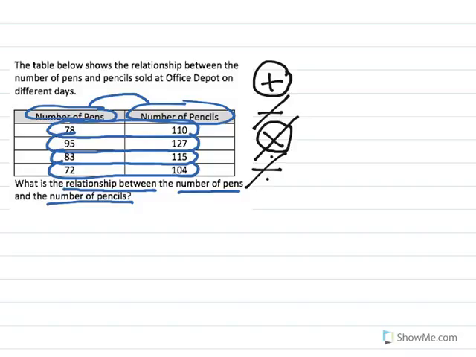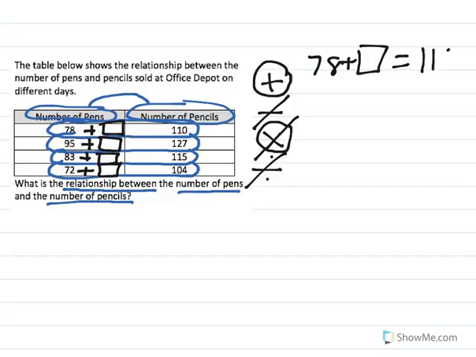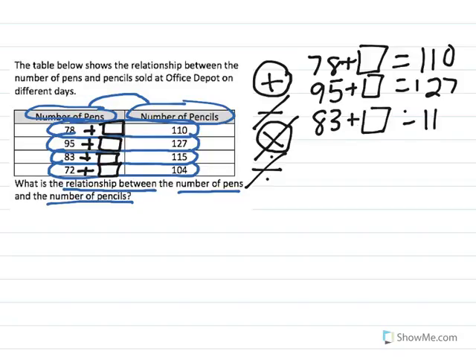So now looking at my relationship from 78, I had to add something to get to 110. For 95, I had to add something to get to 127. From 83, the same thing. From 72, the same thing. So I'm going to write this over to the side to show my relationship. 78 plus something equals 110. 95 plus something equals 127. 83 plus something equals 115. And 72 plus something equals 104.